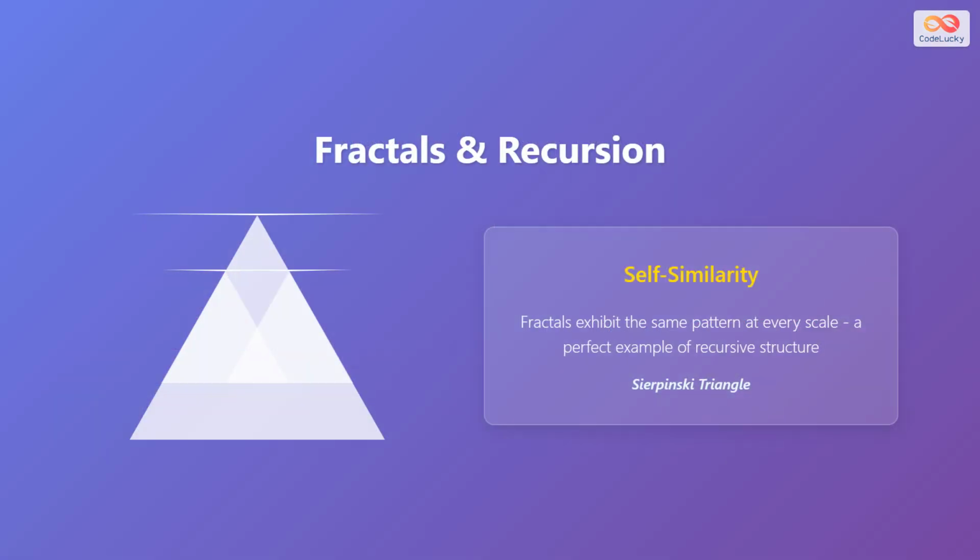Let's explore the relationship between fractals and recursion. Fractals are geometric shapes that exhibit self-similarity, meaning they show the same pattern at every scale. A perfect example of a recursive structure is the Sierpinski triangle. You can see the same triangle pattern repeating within itself at smaller scales. The repeating pattern makes fractals very suitable for recursive algorithms.